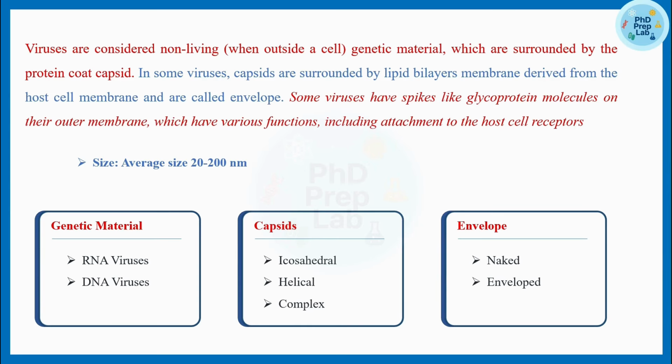The genetic material of the virus is surrounded by a protein coat, which is called the capsid. Capsids could be helical, icosahedral, or complex in nature. In some viruses, the capsids are surrounded by a lipid bilayer membrane, which is derived from the host cell membrane, and which is called an envelope. The virus could be either naked or enveloped.